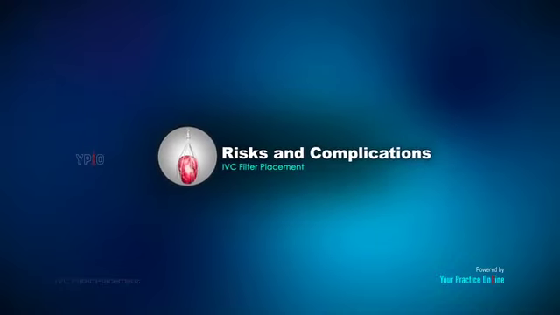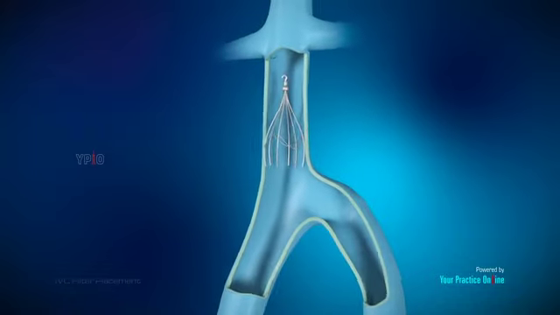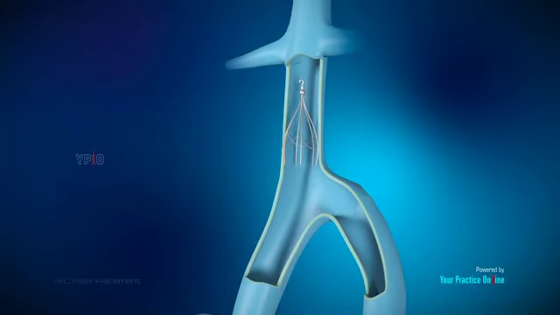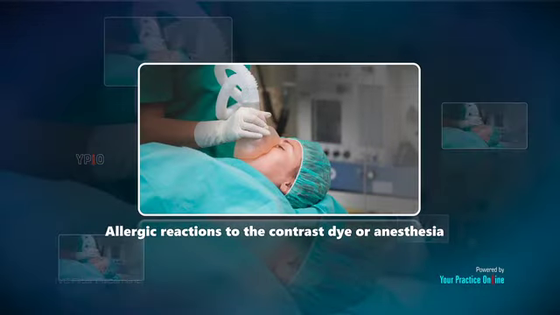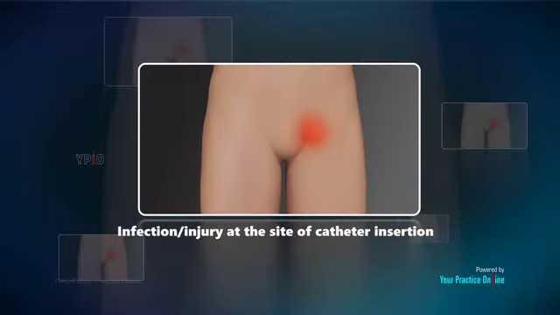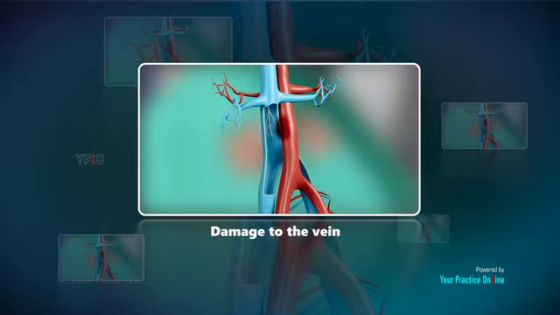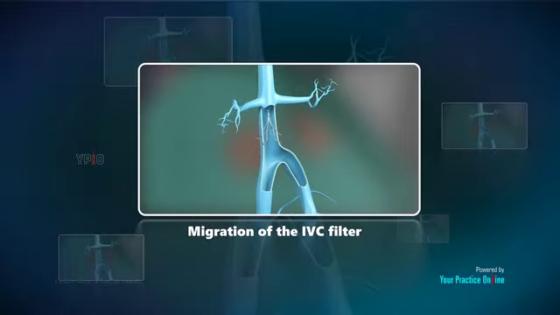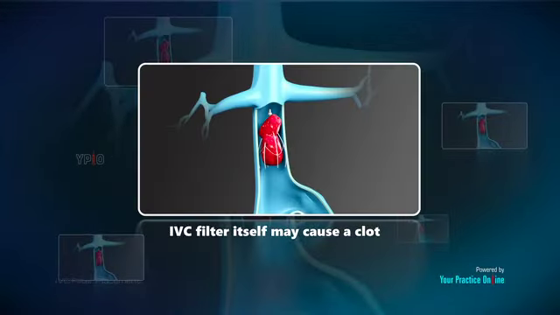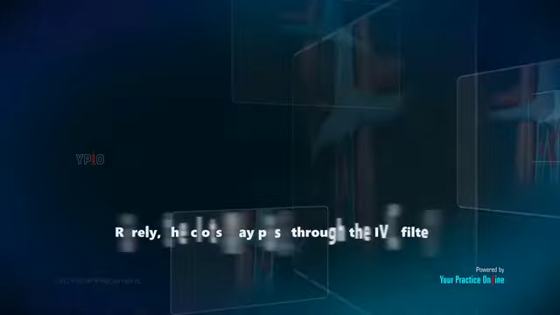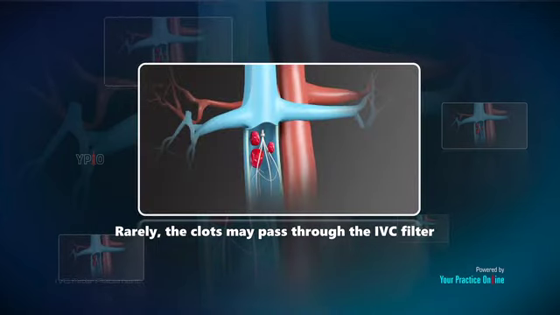Risks and complications. Risks and complications associated with IVC filter placement may include allergic reactions to the contrast dye or anesthesia, infection or injury at the site of catheter insertion, damage to the vein, migration of the IVC filter, excessive bleeding. The IVC filter itself may cause a clot. Rarely, clots may pass through the IVC filter.